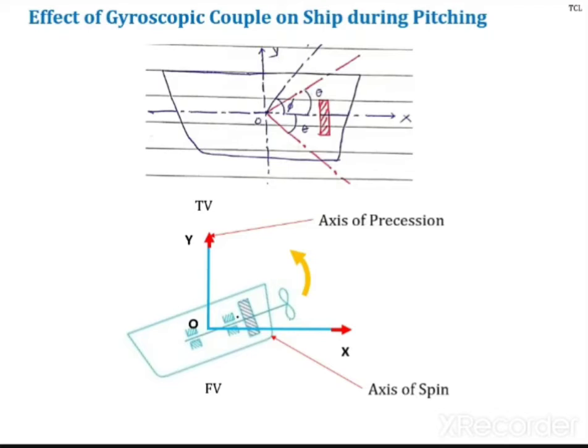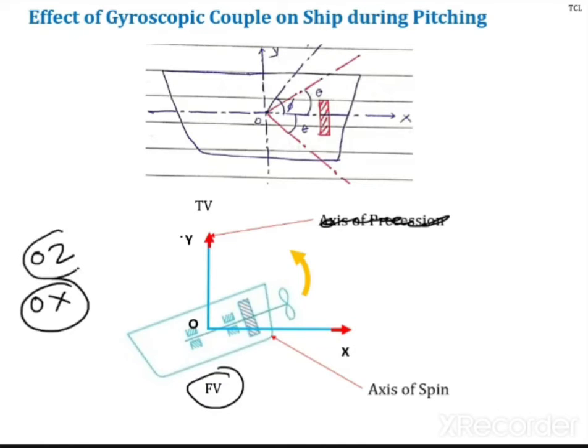So let us say that again. In this case, you will see that the axis OX is the axis of spin, and OZ is the axis of precession. Here we are looking from the front. It doesn't matter about that. I will write Z here. Is it clear?